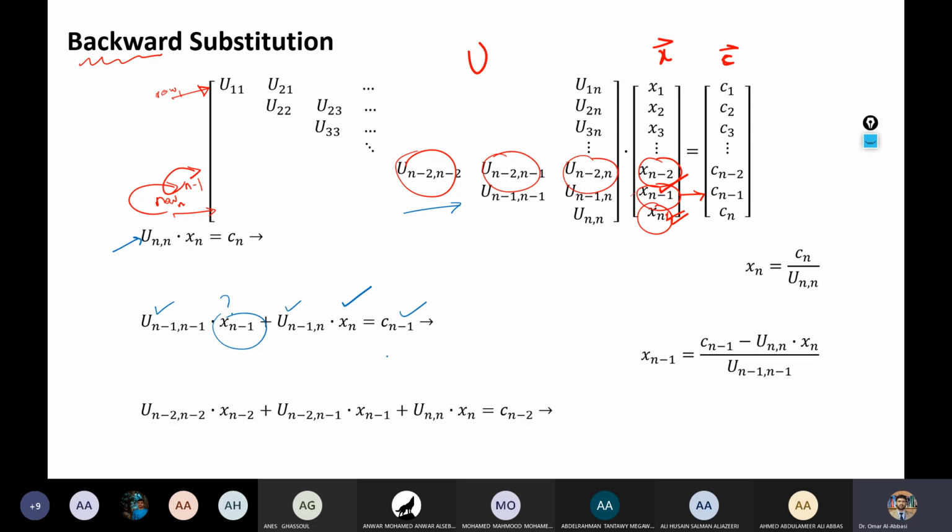We move up to the next line. This is a variable which we found. This is another variable which we found. This is unknown. These are coefficients, so we know them, correct? We can solve for xn minus 2, so that xn minus 2 equals blah, blah, blah. Okay? This is what's meant by the backward substitution.